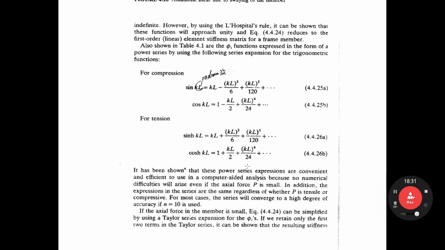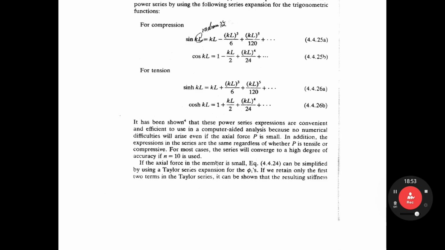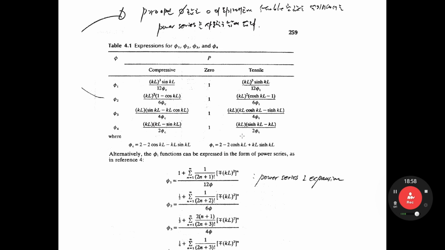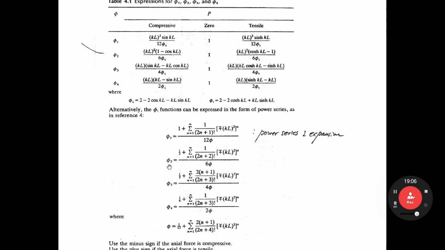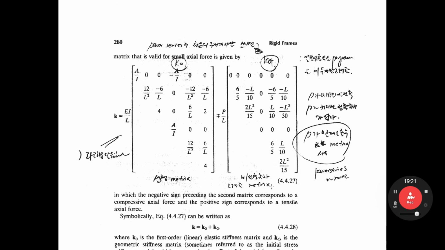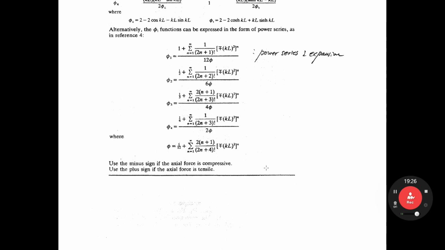And then, you know, we have the power series expansion like that. So sine KL equals KL minus KL cubed over 6, and so on, and cosine KL similarly. This is compression, this is tension. So if you use this power series expansion for the sine and cosine here, you get phi 1, phi 2, phi 3, phi 4. As you see, it looks very complicated. So in order to make it simple, we just take the first two terms.